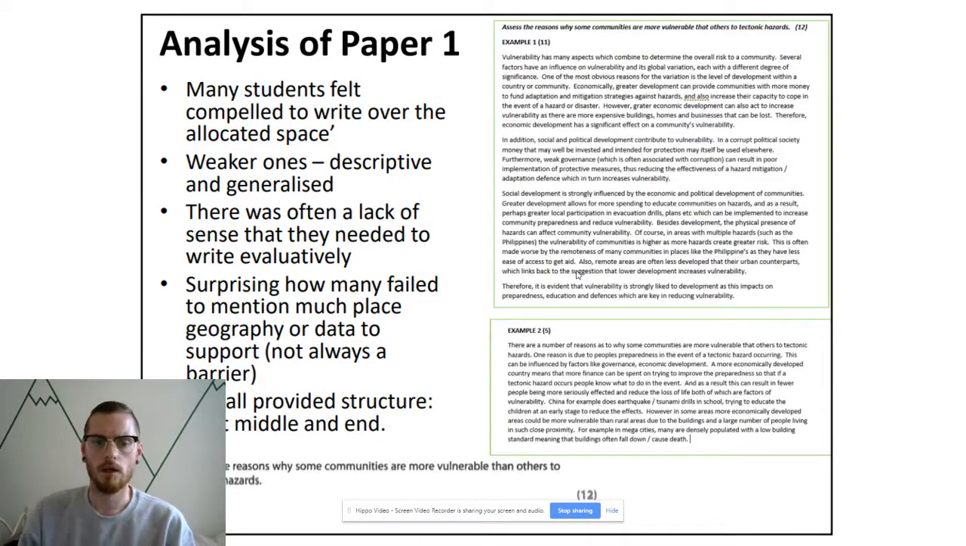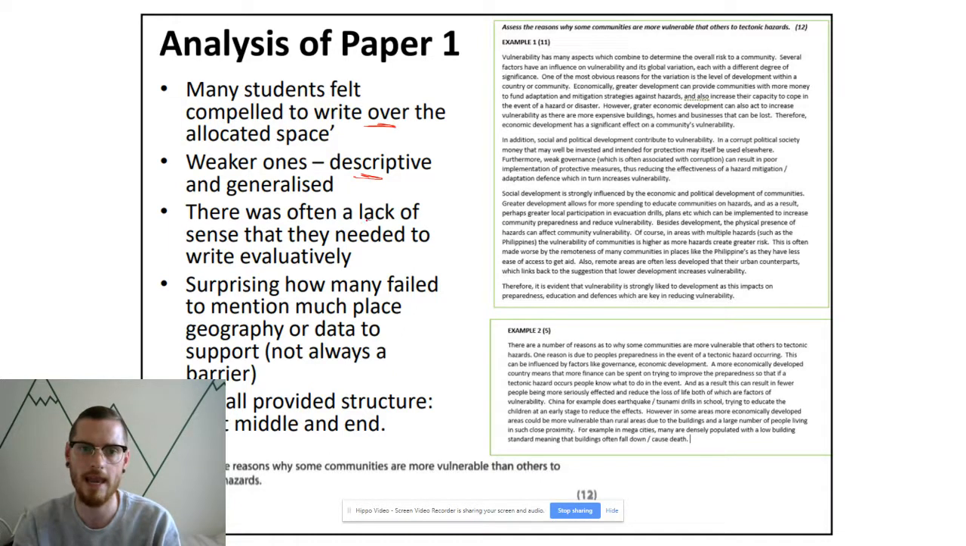Okay, moving on, we're on to assess now, and this is taken from the exam board here. This is just some guidance there. Let's have a quick little look through. So a lot of students were writing over the allocated space, and a lot of the time this is because they were being too descriptive and general.